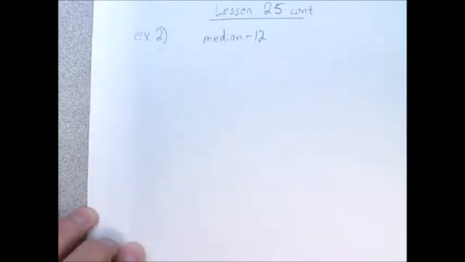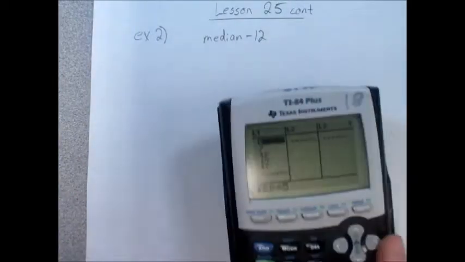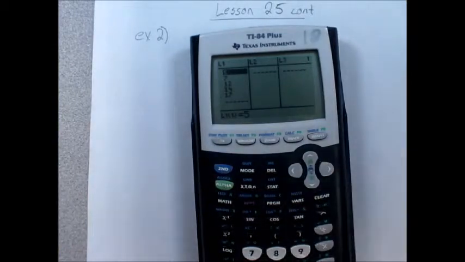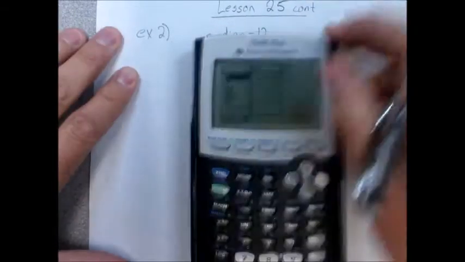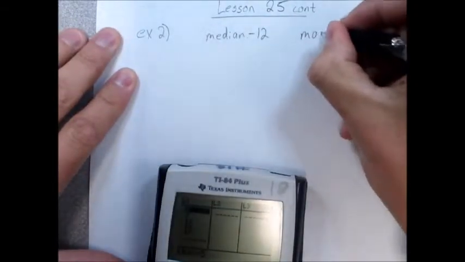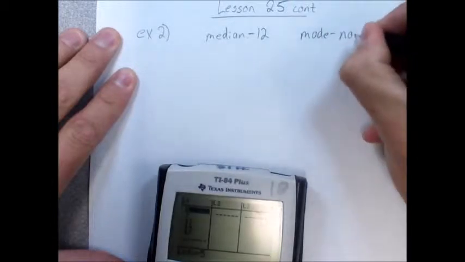Now a short list, that's really easy to do. You can look at it really quickly and find your middle. Now the mode, is there a mode? No mode. So just write none on mode.